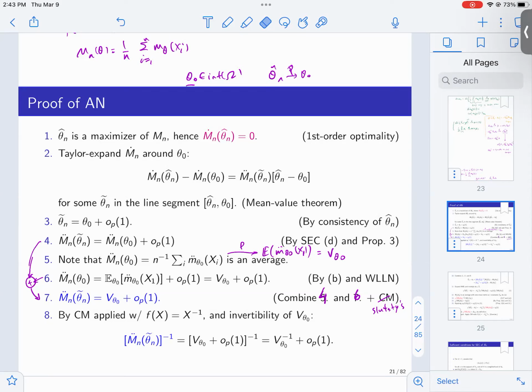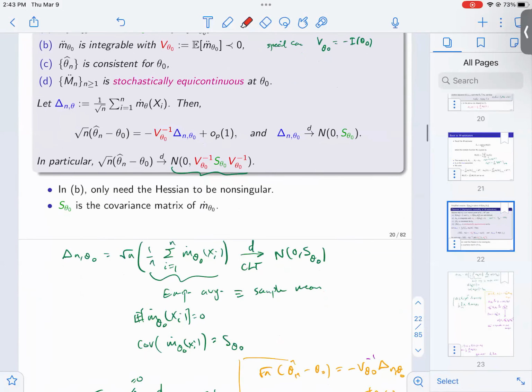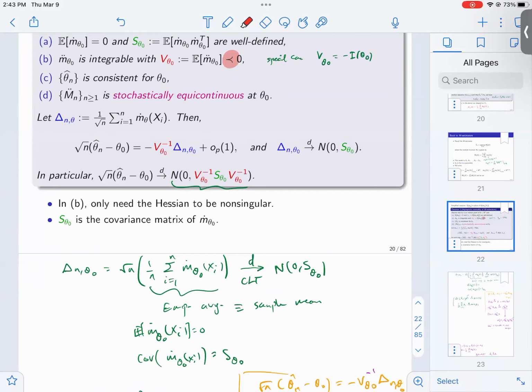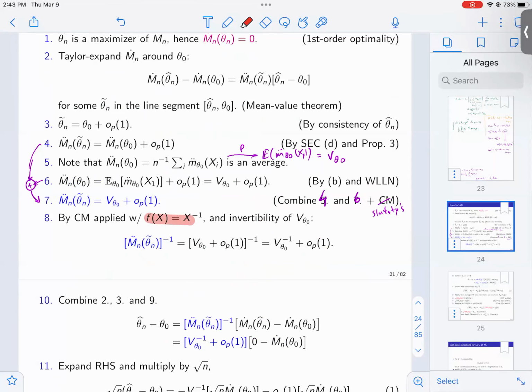Next, you apply the continuous mapping theorem with the matrix inverse function, f of x is x inverse, because you assume that this is invertible. If you remember, the assumption was that this is strictly negative definite. So implicit in this is that it's invertible, so there are no zero eigenvalues. Because it's non-singular, this map, which is a matrix inversion, at a non-singular matrix is going to be continuous. So we can treat it as a continuous mapping.